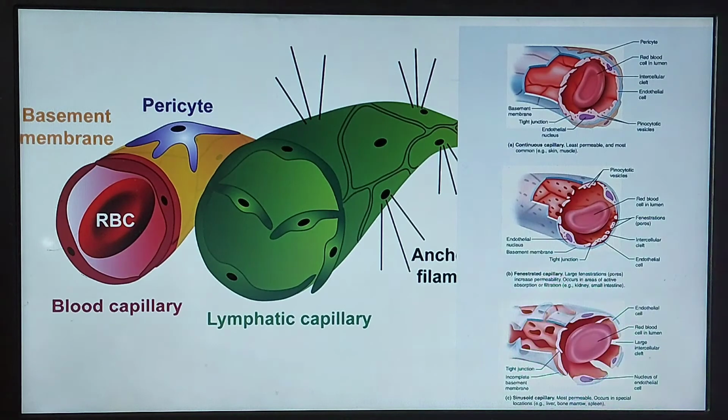And in the liver and the bone marrow, more exchange occurs. This type of capillary is known as the sinusoidal capillary. So if someone asks you what the types of capillaries are, you can mention these types: continuous capillary, fenestrated capillary and sinusoidal capillary.